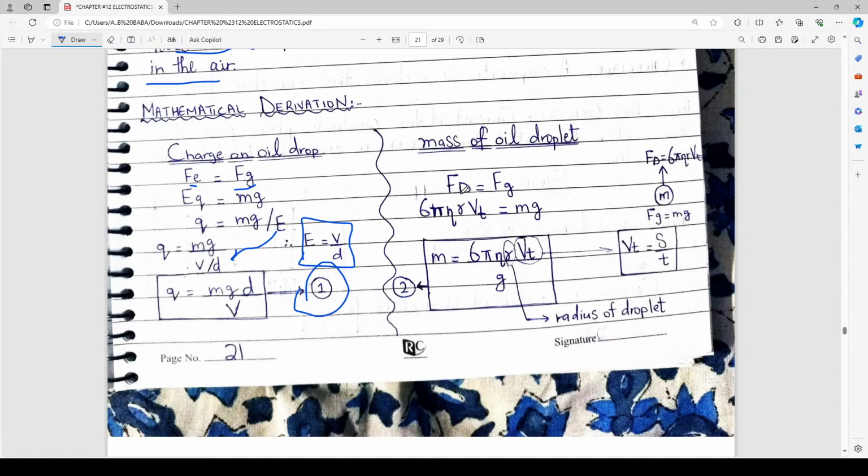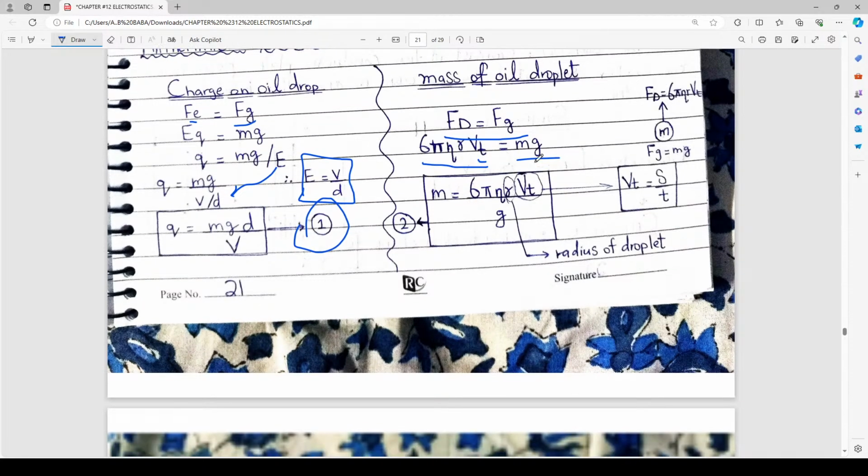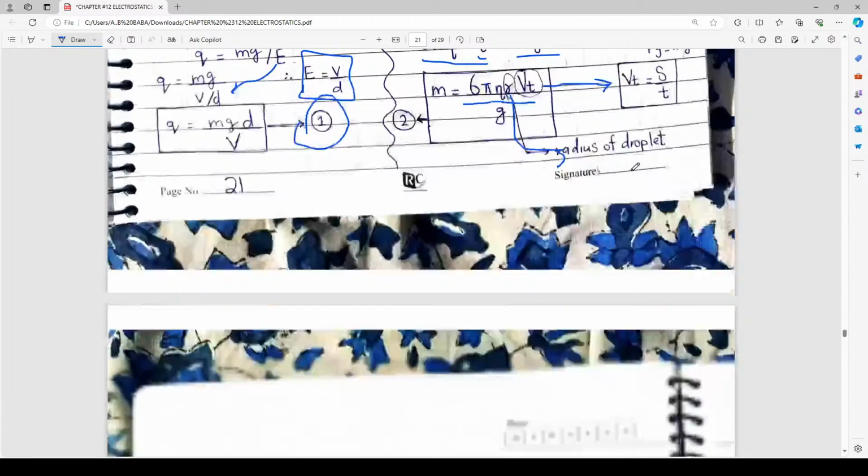Mass of the oil droplet: Fd is equal to Fg, where Fd is equal to 6 pi eta r Vt. Vt is the terminal velocity and Fg is mg. When we rearrange it for m, it becomes 6 pi eta r Vt upon g, where r is the radius of the droplet and Vt is the displacement s upon t. This becomes our equation number 2.